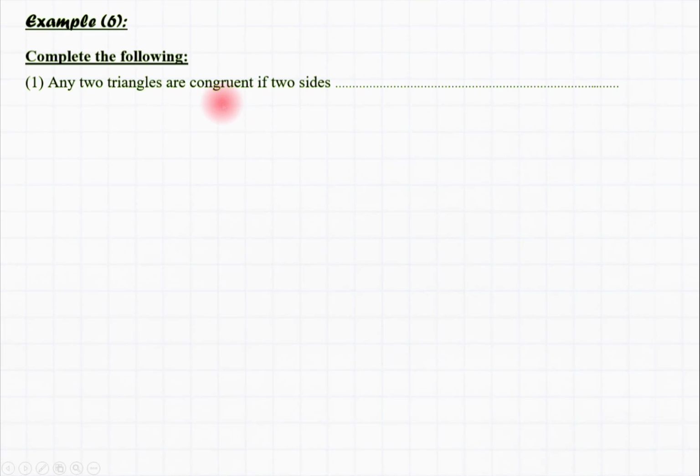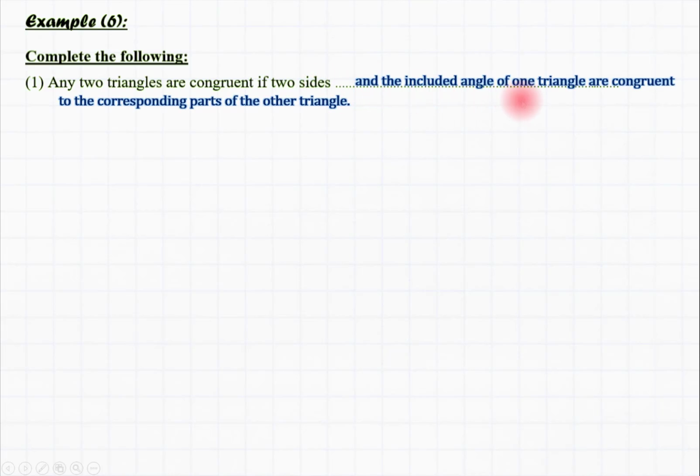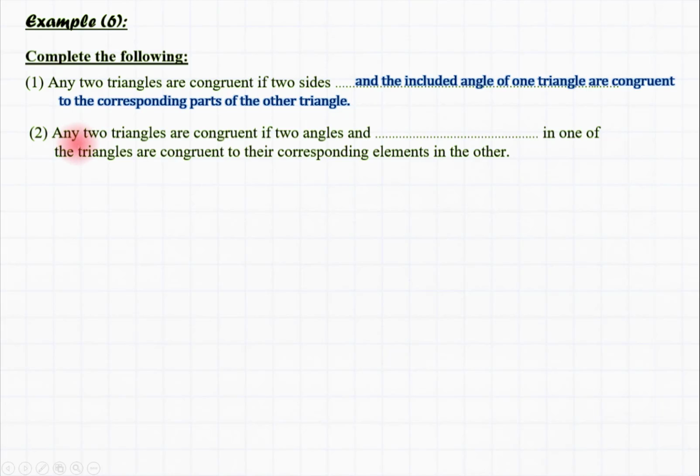Example number 6, complete the following. Number 1: any two triangles are congruent if two sides and the included angle of one triangle are congruent to the corresponding parts of the other triangle. Number 2: any two triangles are congruent if two angles and, of course, the included side in one of the triangles are congruent to their corresponding elements in the other triangle.